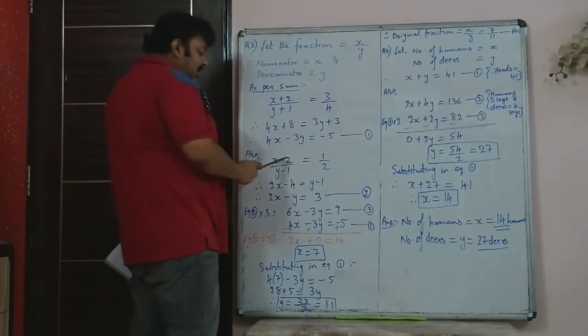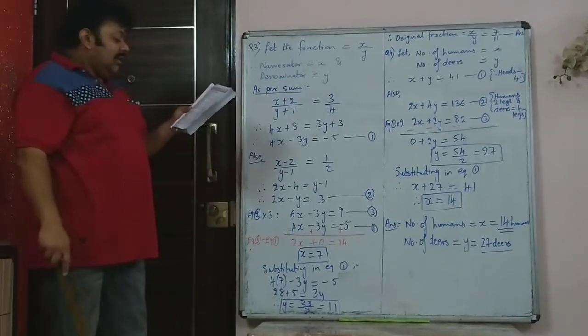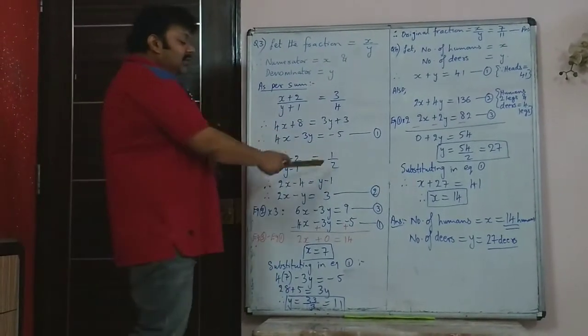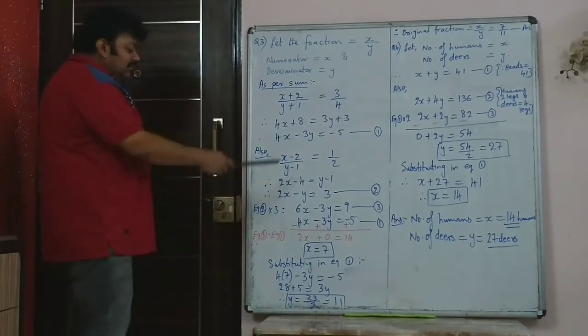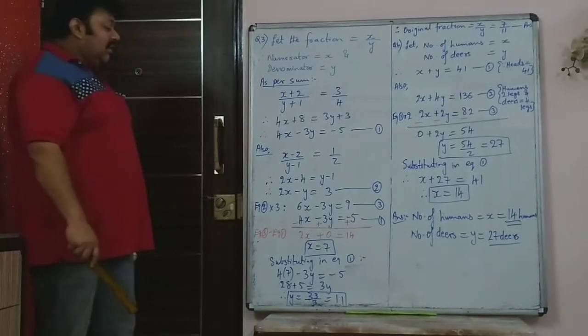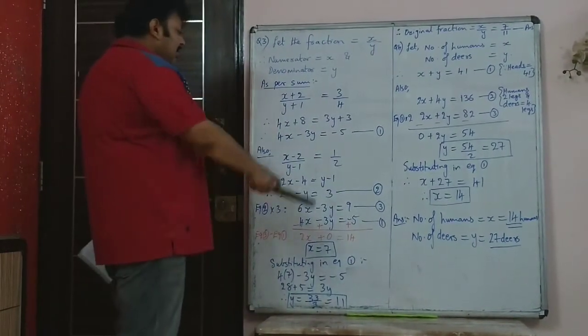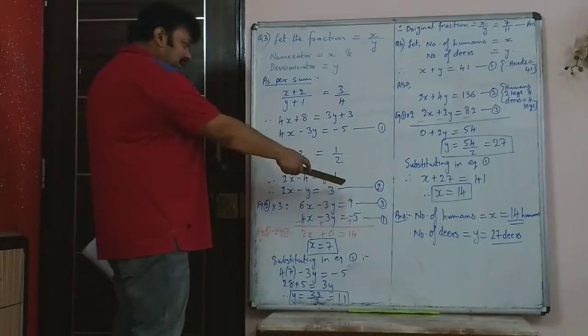So numerator minus 2 and denominator minus 1. Then the fraction becomes half, 1 by 2. So again cross multiply, you will get the second equation as 2x minus y equal to 3. That's the second equation. So now you have to solve this and this.